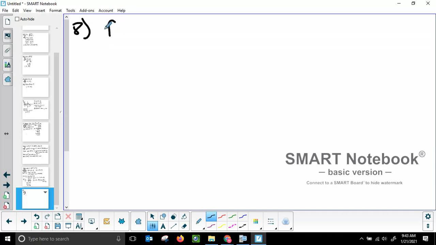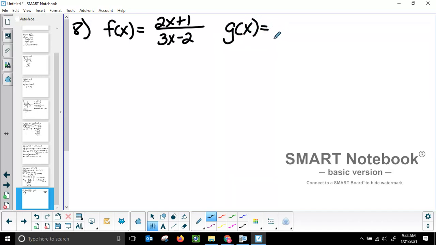Given that f of x is equal to 2x plus 1 over 3x minus 2, and g of x is equal to 2 over x minus 5, find f of g of x and g of f of x and state the domain of each. Okay, so first we'll do f of g of x. Right, and these are going to get a little messy because we're putting fractions inside of fractions, okay?